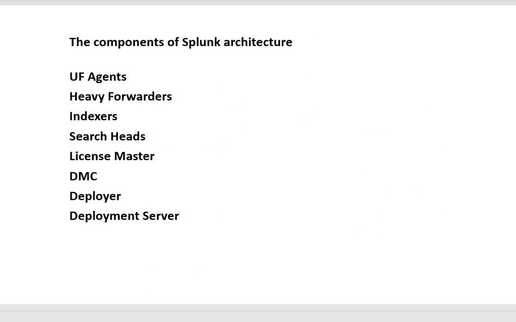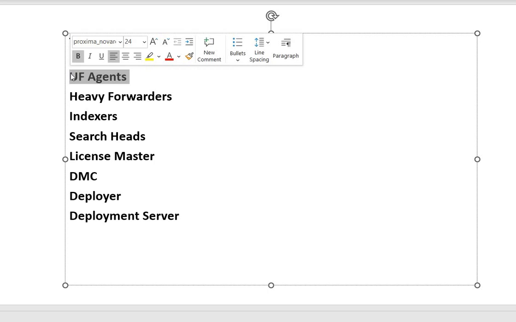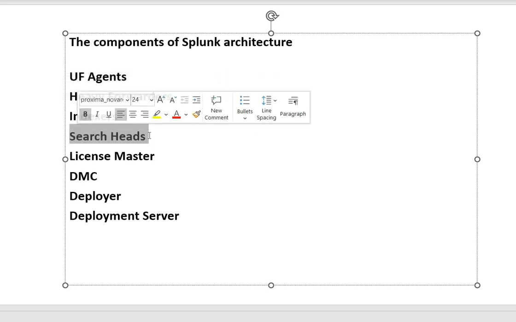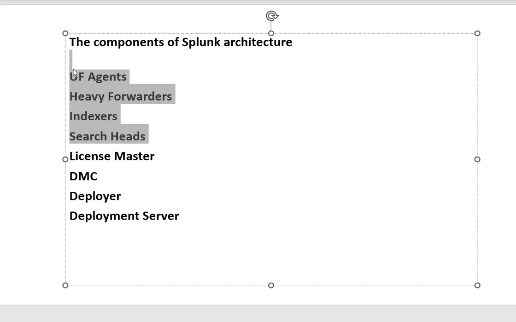Moving to the next question, the components of Splunk architecture. This will always be asked in many interviews. So, universal forwarder agents, that is the basic Splunk component. And then we have Splunk heavy forwarders, Splunk indexers, and search heads. These are all very common in all Splunk deployments.